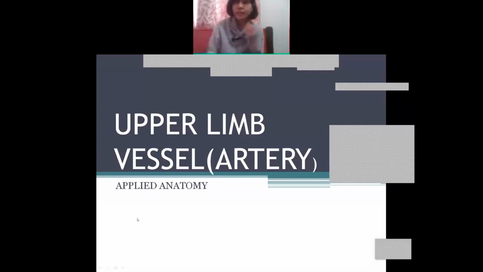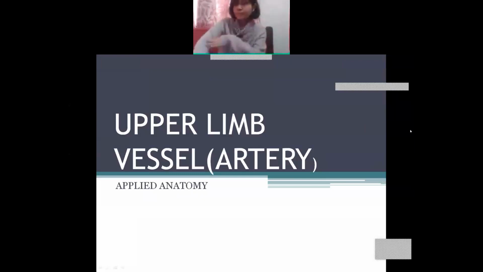So now today we will be discussing the upper limb vessel artery. Upper limb vessel means upside. What are the arteries that you find on the upper limb side? Okay, so now let us discuss. So this is your upper limb vessel artery.